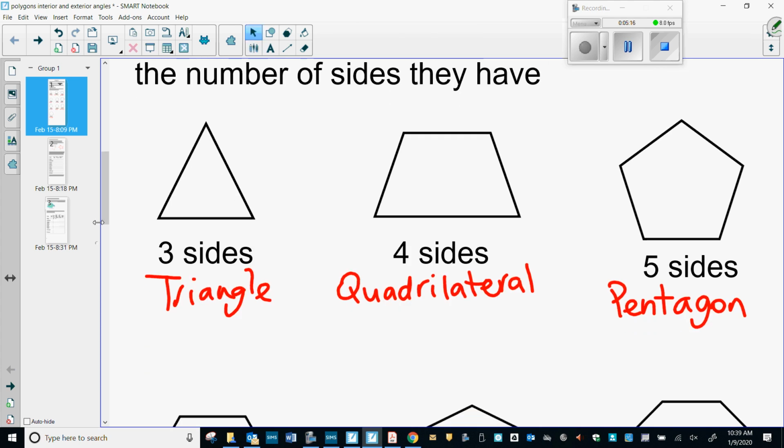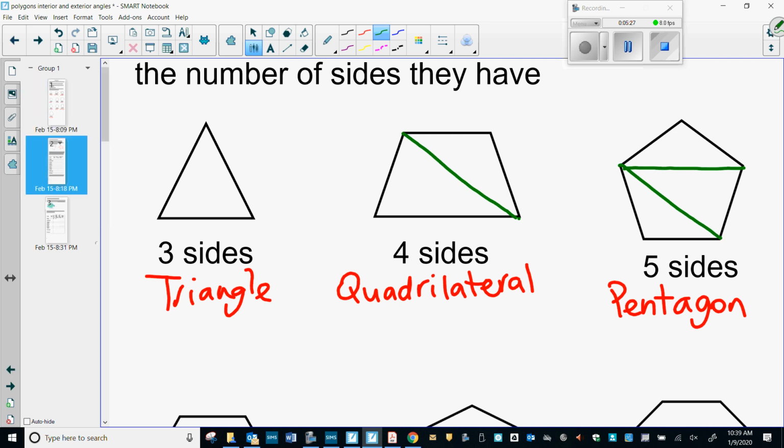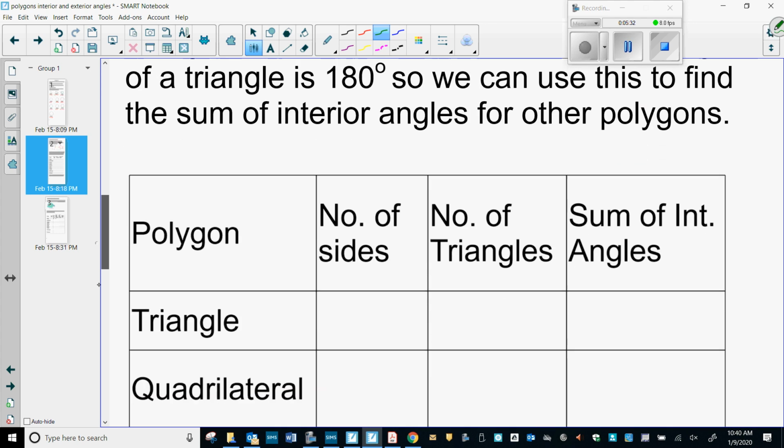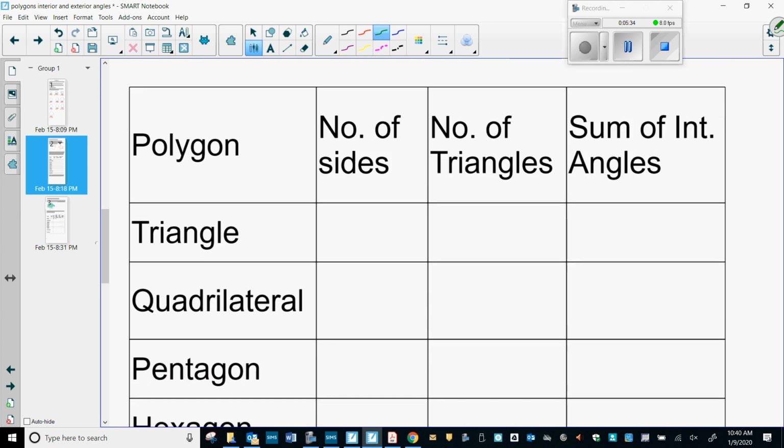So what we're going to do is start chopping our shapes up into triangles, going from a vertex to a vertex. In the table, you're going to complete the information. The number of sides we can fill in before we even start: 3, 4, 5, and so on. You're going to tell me how many triangles there are. Obviously for the triangle, there's one triangle, and the angles add up to 180.